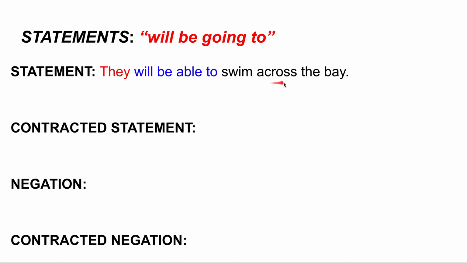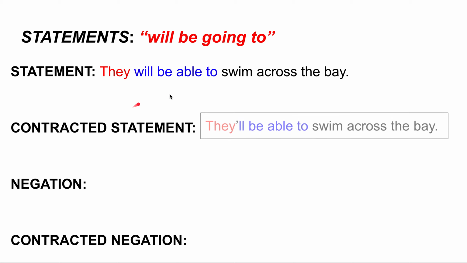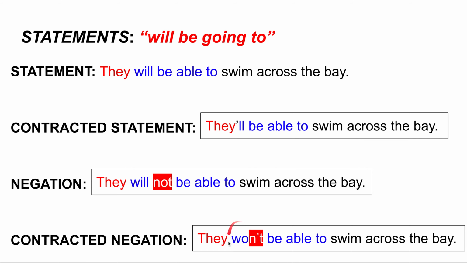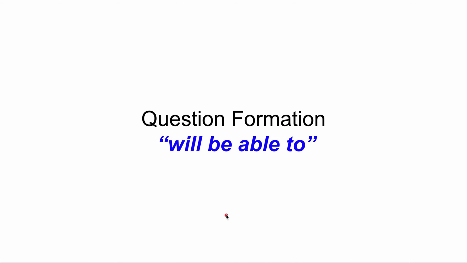They will be able to swim across the bay. The contracted statement: they'll be able to swim across the bay. The negation: they will not be able to swim across the bay. And the contracted negation: they won't be able to swim across the bay. Okay? Moving forward.